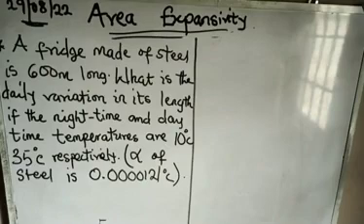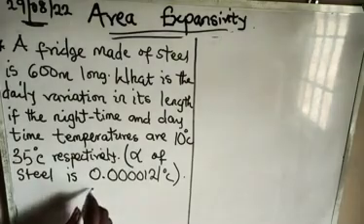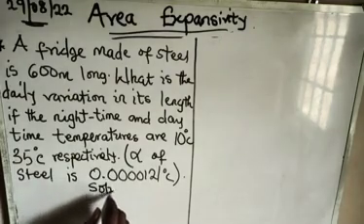Okay, we have another question. A bridge made of steel is 600 meters long. What is the daily variation in its length if the nighttime and daytime temperatures are 10 degrees Celsius and 35 degrees Celsius, respectively? And the linear expansivity of steel is 0.000012 per degree Celsius. Okay, now let's write out the parameters first of all.